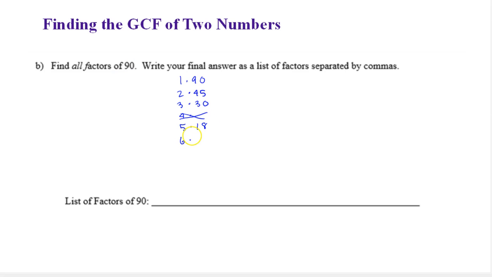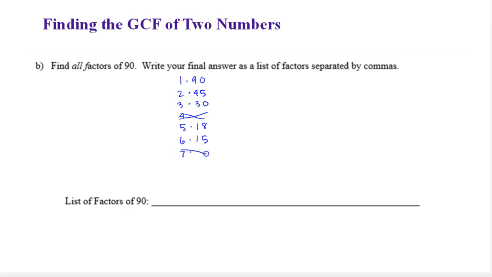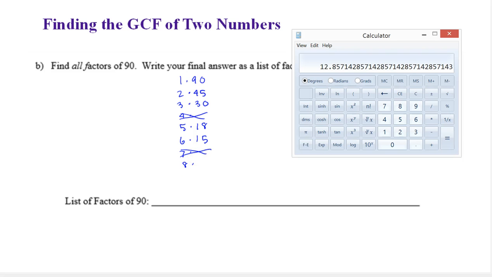Okay. 90 is divisible by 6. It goes in 15 times. Okay. Let's try 7 on the calculator. Okay, 7 doesn't go in because there's a decimal. I'm noticing it's at about 12, so I have to keep going. Okay. I know 8 doesn't work because 4 didn't work, but let's just check. 11.25.